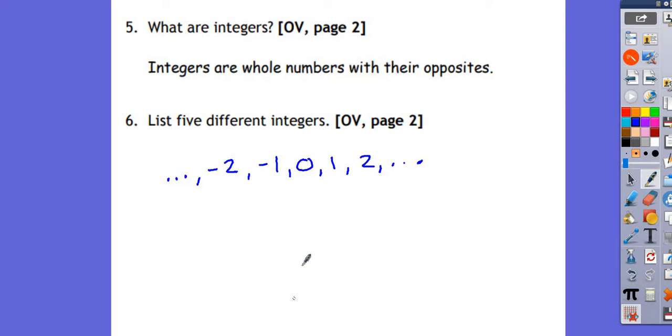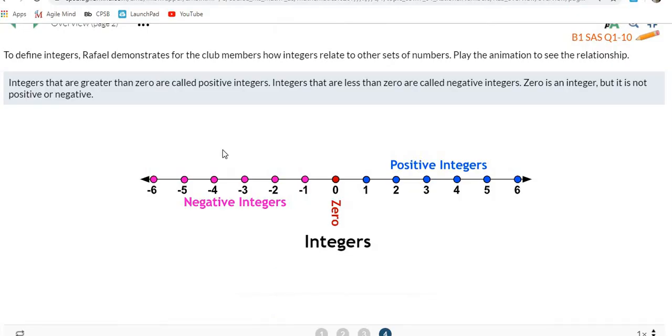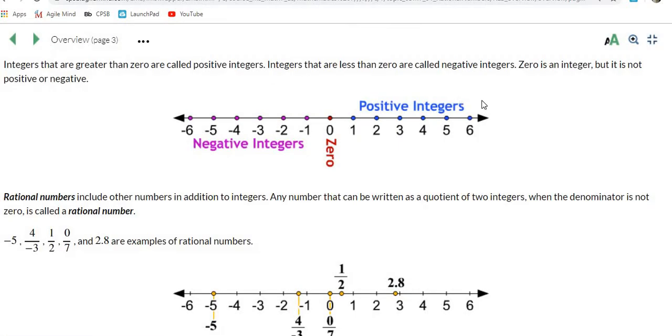All right, I'm going to go back to our site here. This is just recapping what we just learned. Integers greater than 0 are positive. Integers less than 0 are negative integers. 0 is an integer, but it's not positive or negative. It's just neutral.